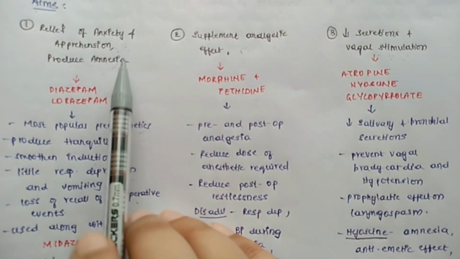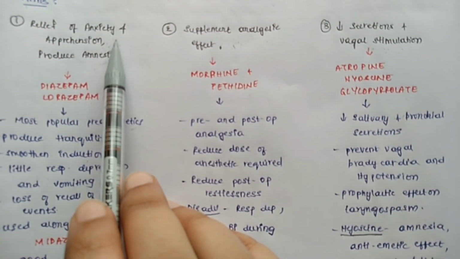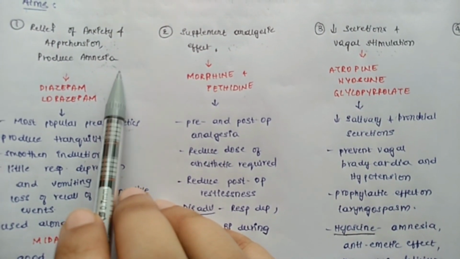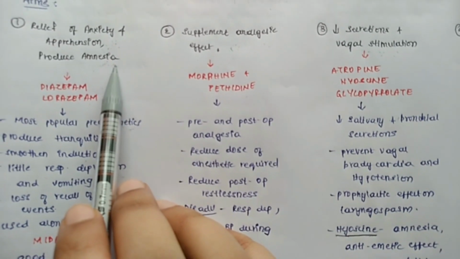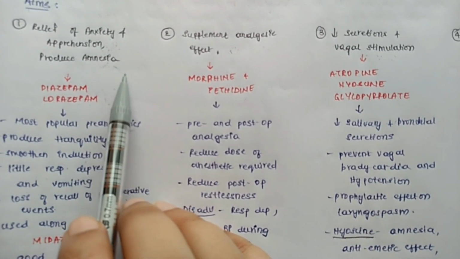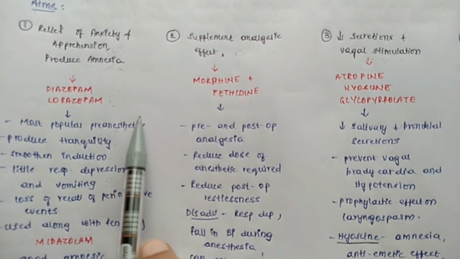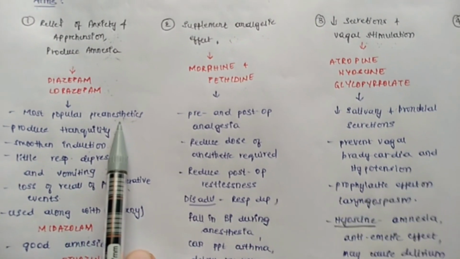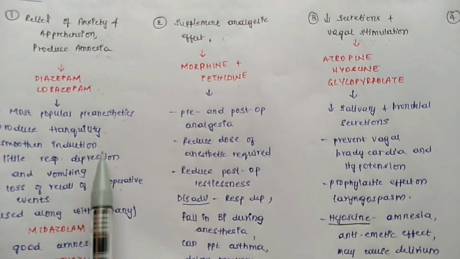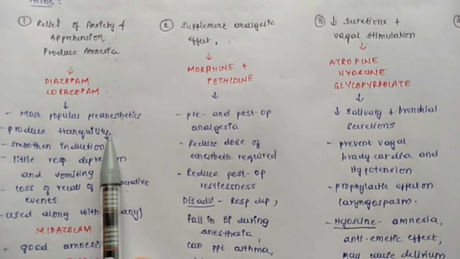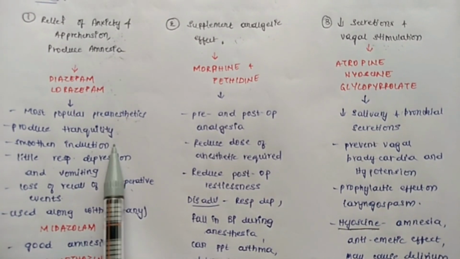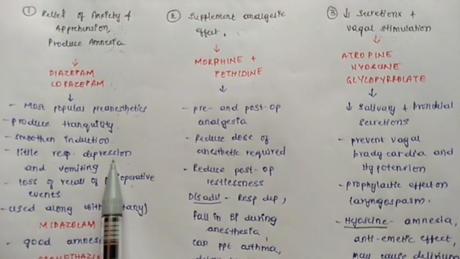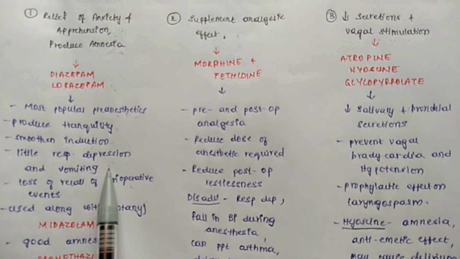Let us start with the first one. Let us see about the drugs that relieve the patient of anxiety and apprehension and that produce amnesia. Benzodiazepines are the most popular anti-anxiety drugs used. Of the benzodiazepines, diazepam and lorazepam are the most popular pre-anesthetic drugs. They are most popular because of their ability to produce tranquility, and they also smoothen the induction of the anesthetic given. Besides, they also produce very little respiratory depression and vomiting post-operatively.